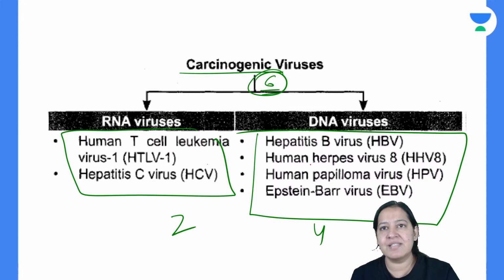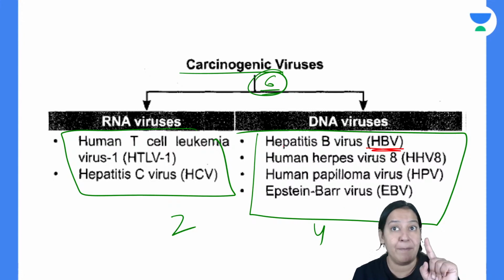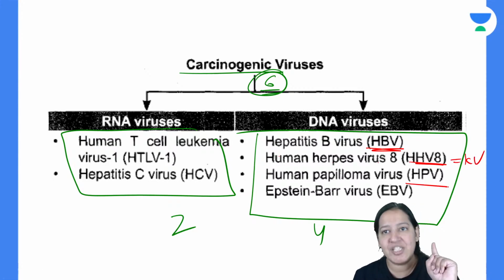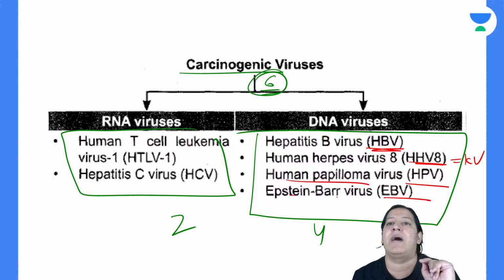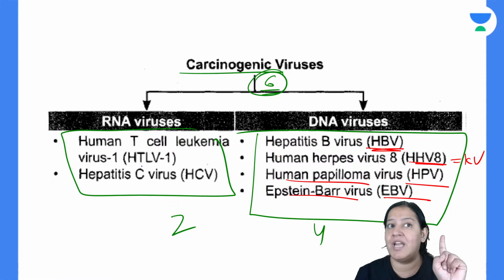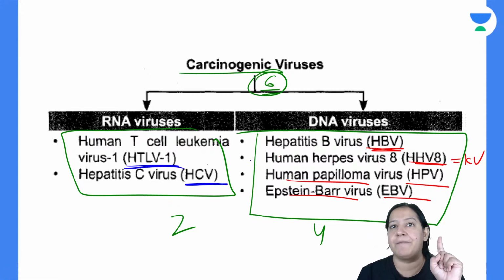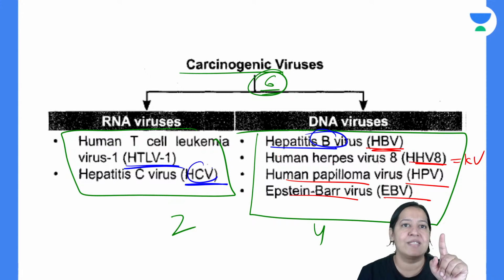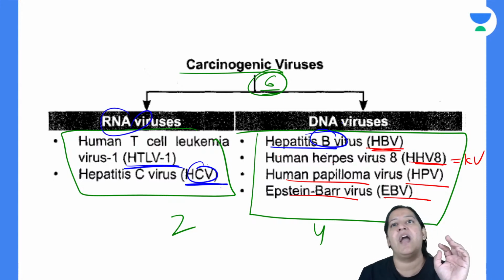So what are the DNA viruses? Among DNA, it is HBV, that is hepatitis B virus. HHV8, human herpes virus 8, also known as Kaposi sarcoma virus. HPV, human papilloma virus, and Epstein-Barr virus. These are the 4 DNA viruses. RNA are only 2. You have to learn the names, HTLV and hepatitis C. Hepatitis has two types, hepatitis B and C. C is RNA and B is DNA.